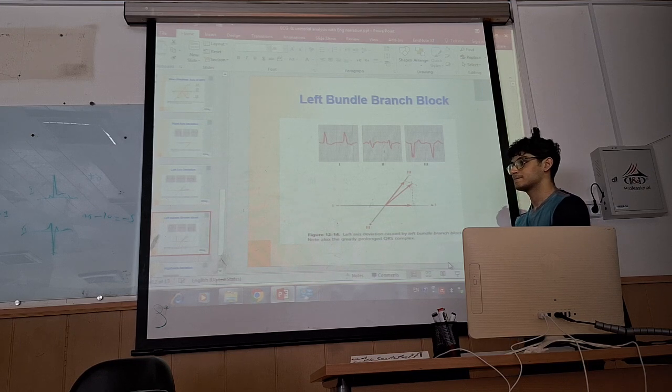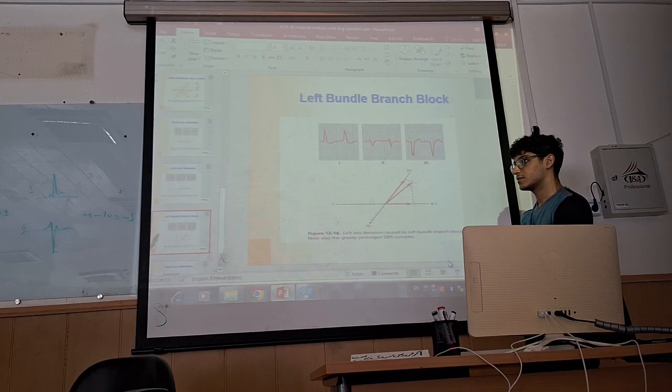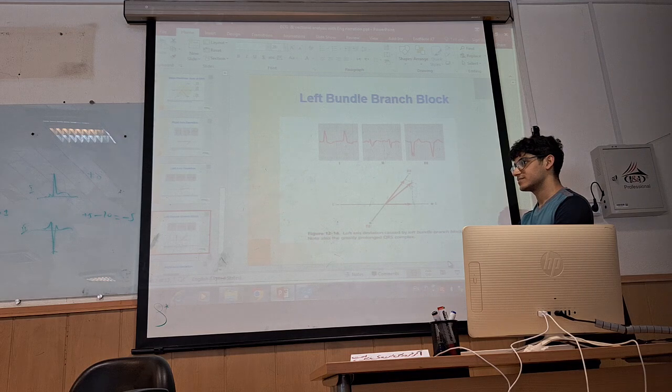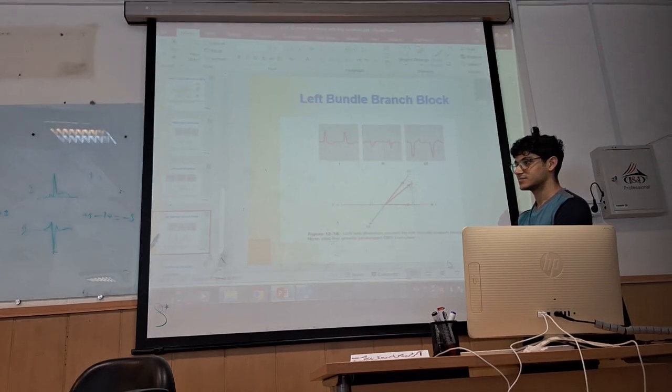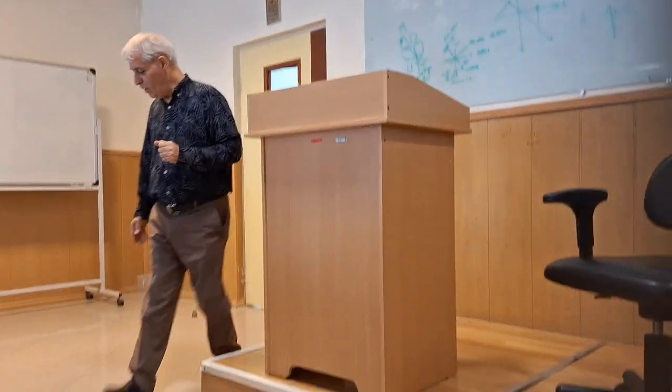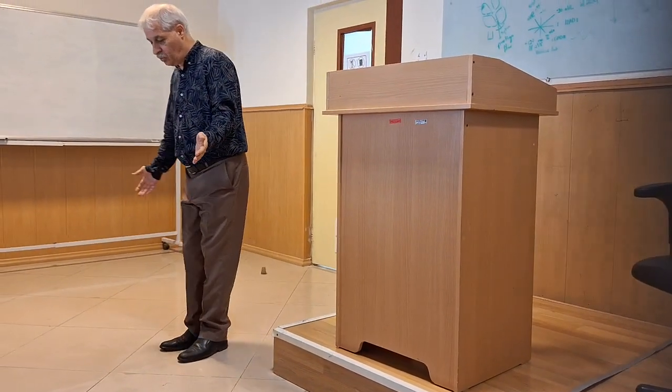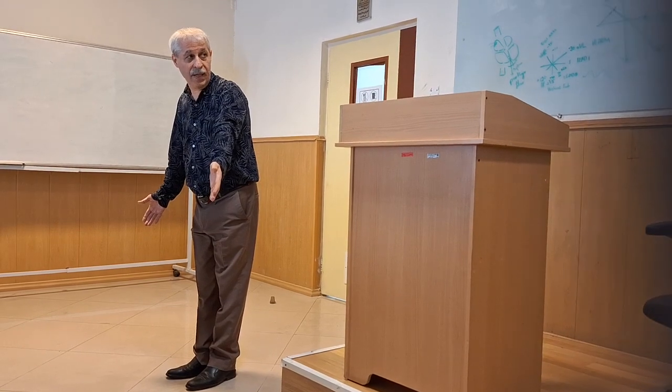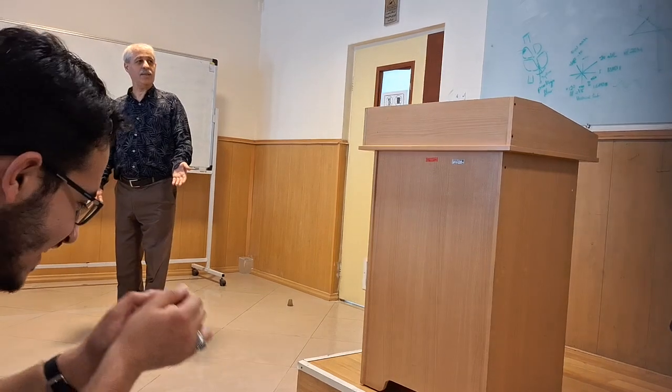Now listen. If the left bundle branch is blocked, then which part of the ventricles is depolarized first? Is it very hard to understand? See, this is the right side of the heart, this is the left side of the heart. I'm coming here and want to move to the left or right. This is blocked, so which way should I go? To the right. Right is depolarized first.